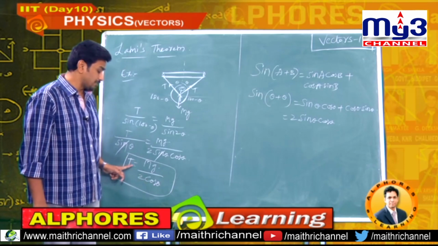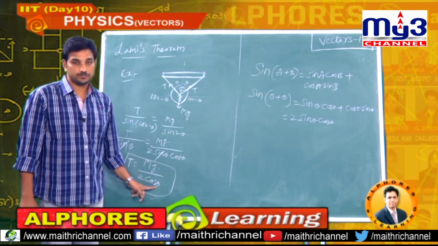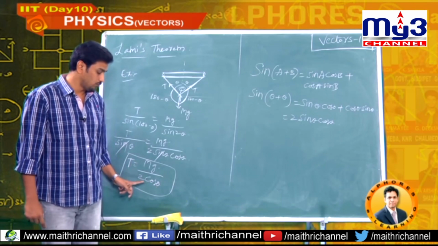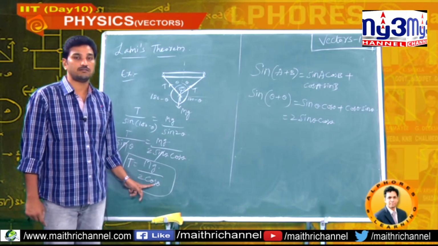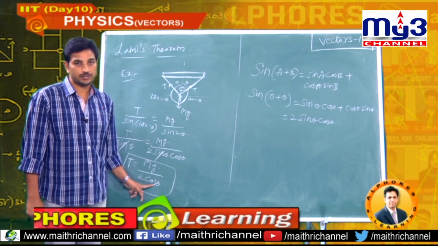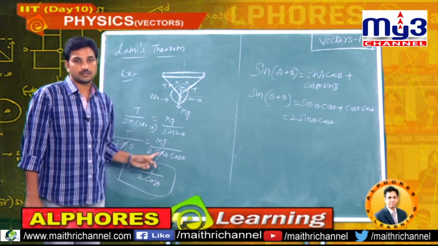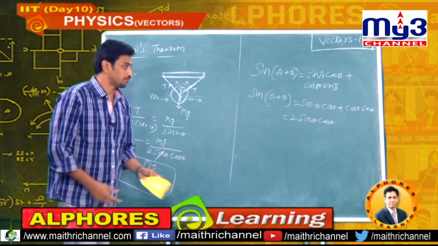When T value is maximum, the denominator should be minimum. For getting the minimum value, 2 is constant. Now who is going to give the minimum value? Cos theta will decide the minimum value of the denominator. I think you understand this example also.